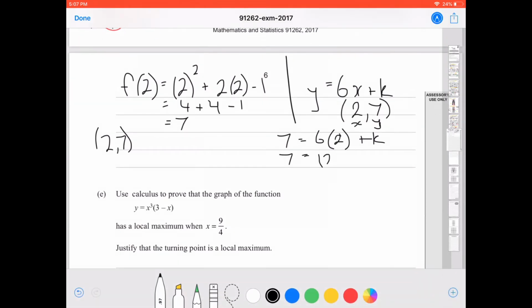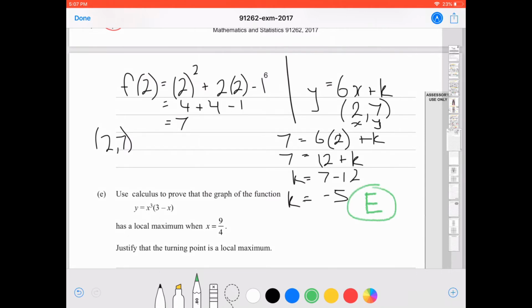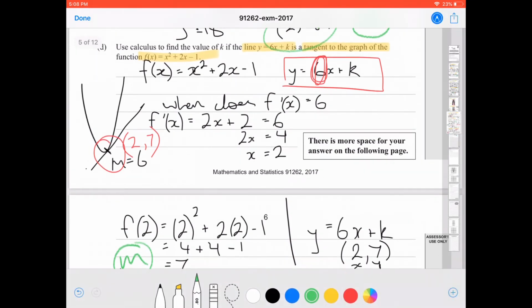7 equals 12 plus k, and so solving for k equals 7 minus 12, and that is going to be minus 5, I believe. So k equals minus 5 here. So value of k calculated, that gets you the excellence grade. Your merit x and y found. So up here, your merit and your achieved derivative found and set equal to 6. So up here gets you your achieved. Sweet.